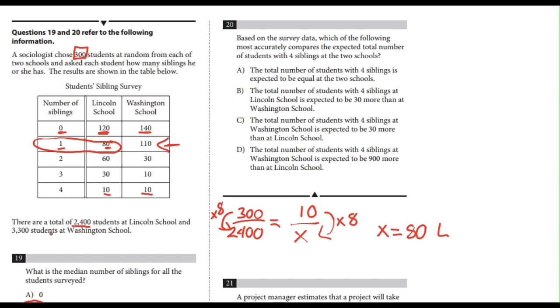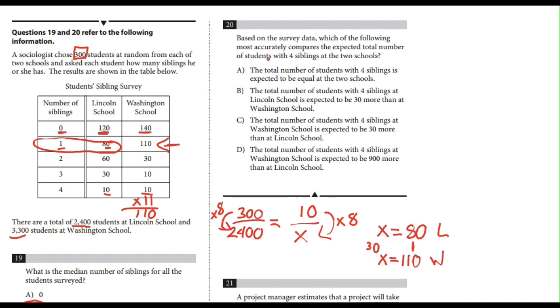We're going to do the same thing with Washington School. In total, Washington School has a total of 3,300 students, and only 300 students were sampled. So in order to get from the sample space to the whole population, we have to multiply by 11. And we're going to do the exact same thing with the number of people who said they had 4 siblings. So we'll multiply 10 by 11, which will give us 110. And the number of people who are expected to have 4 siblings in Washington School is 110. And the difference here will be 30.